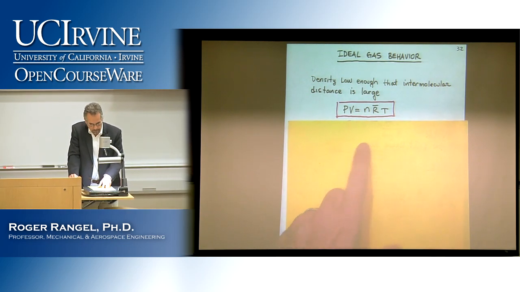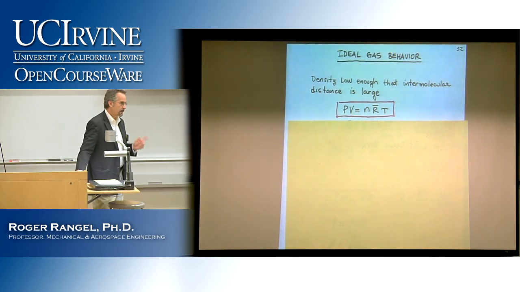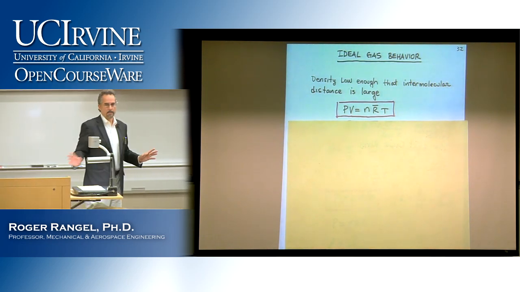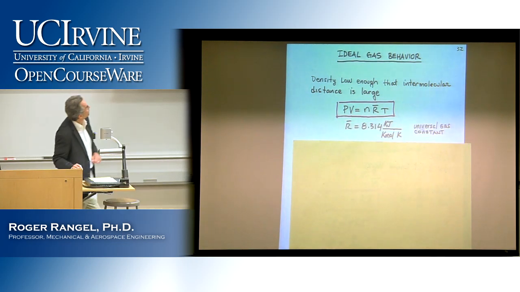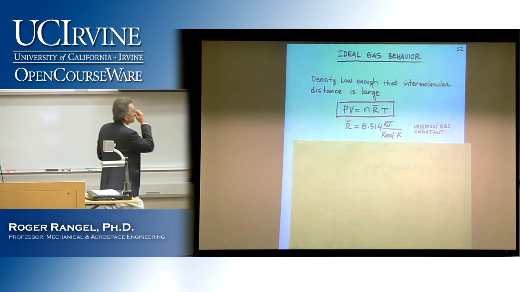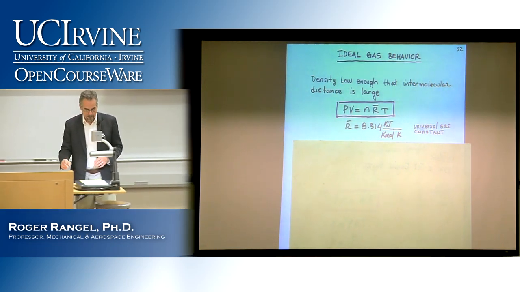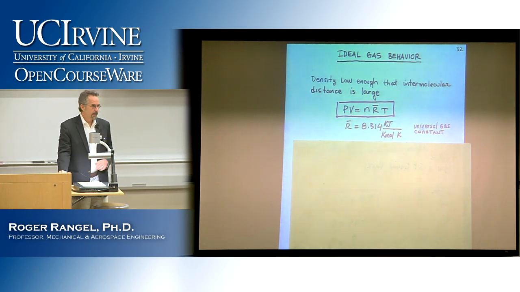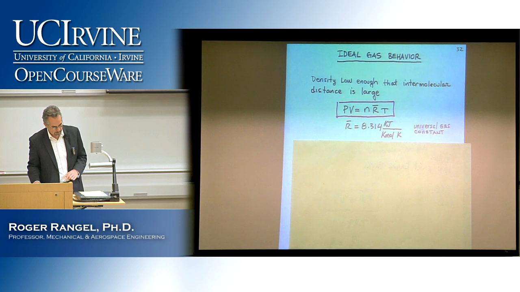Now, of course, this R with a bar on top is the universal R, the universal gas constant. That's just a constant, just a number. You know that already. In SI units, it's 8.3 kilojoules per kilomole Kelvin. That's the value in SI. That's universal, any gas.